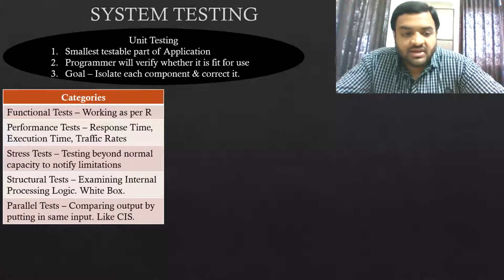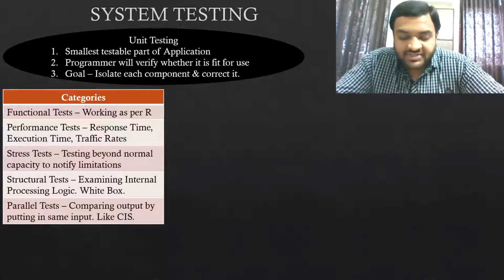Then structural tests. Here we will examine the internal processing logic. This is also called white box testing. We will give the system some operations to do. We will verify its arithmetic logic unit, whether for 2 plus 2 the processing answer is 4. If it is coming 5, then we will say that the system has failed the structural test. There is some problem in the internal processing logic.